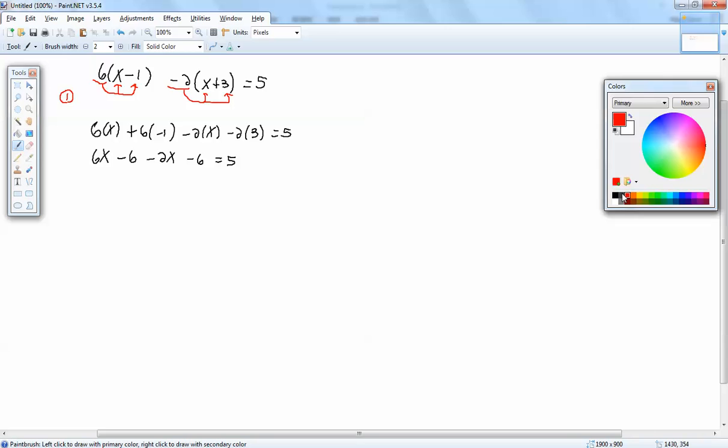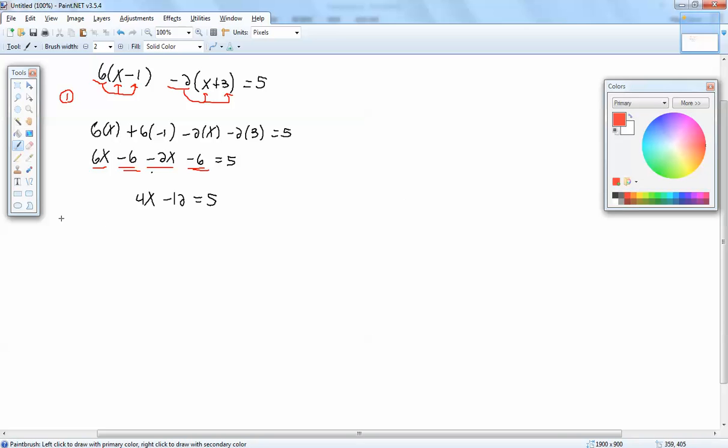Always combine together like terms, combine together numbers before you go on, makes the problem simpler. Here we've got 6x minus 2x, that gives us 4x. And we have negative 6 and negative 6, which is going to give us a negative 12. Okay, let me write down what I just said. 6x minus 2x, 4x, negative 6 minus 6 is negative 12, equals 5.